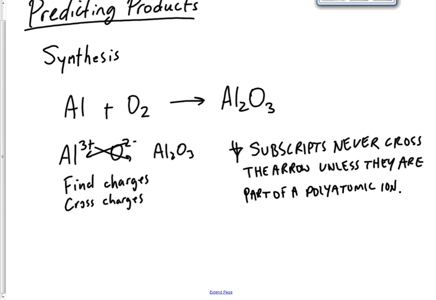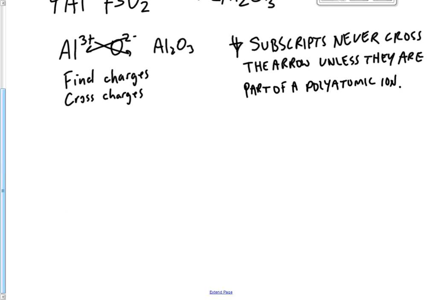All right, so once you've got your product, then you're going to balance the equation. So we end up with a 2, a 3, and then a 4 here. So there's your balanced complete equation. So remember, predicting the product, part of predicting the product is balancing the equation. Okay, it must be balanced as well. Okay, let's do another example of a synthesis reaction.